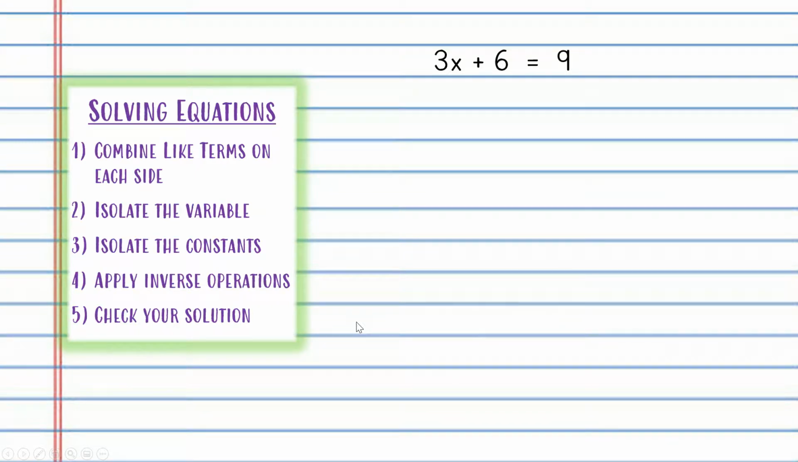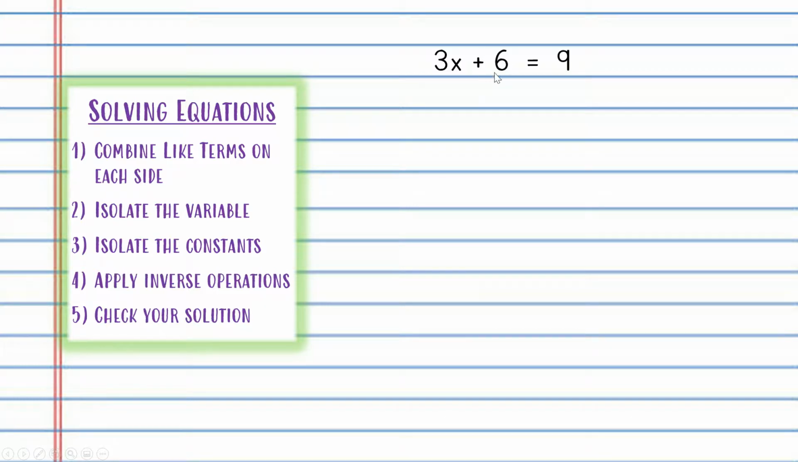If we use our steps for solving equations, our first one says to combine like terms on each side. This is already simplified as much as it can be on both sides, right? I can't combine anything over here, and obviously I can't combine anything over here. Step 2 says to isolate the variable. I already have all of my variables on one side, so that's good. I'm going to isolate my constants.